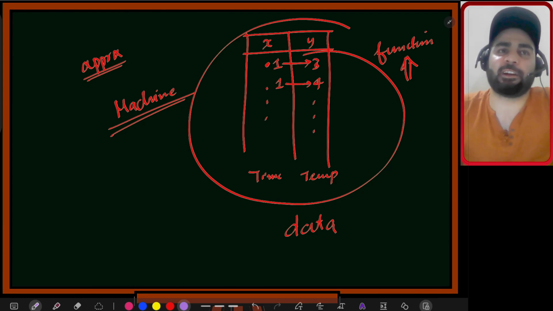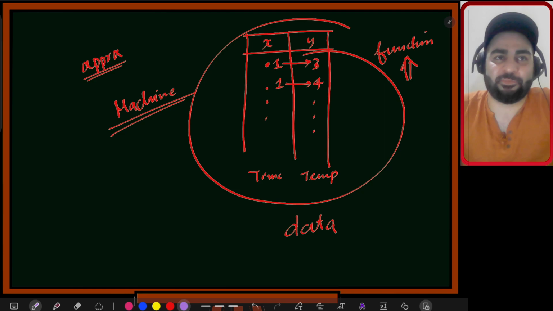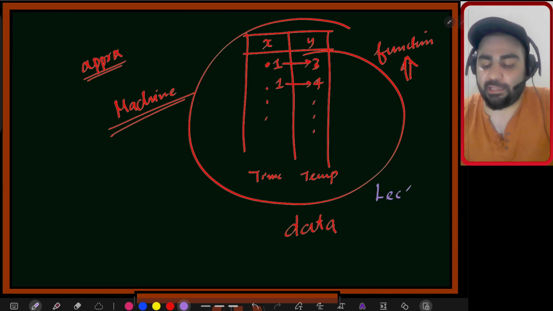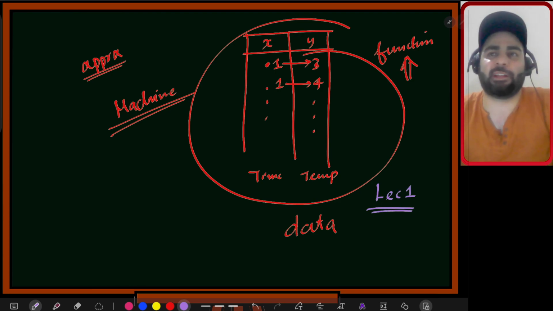In the previous lecture, lecture 1, I explained the rationale behind explaining functions, because the whole of machine learning, deep learning, is nothing but a computation of a function.